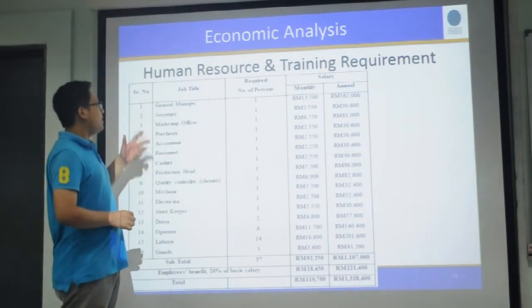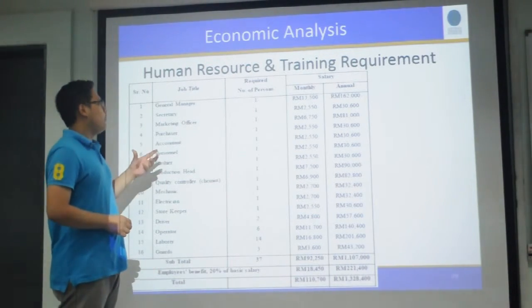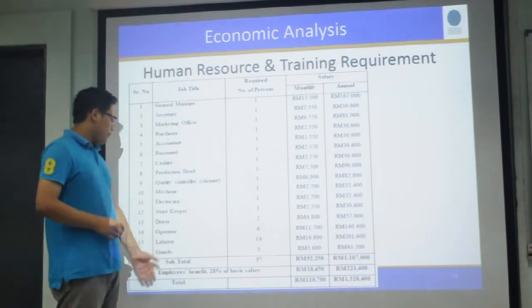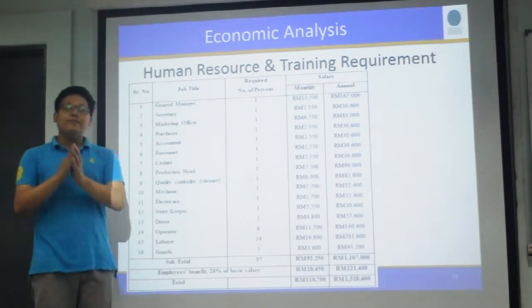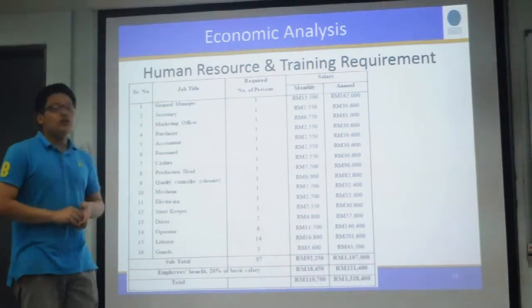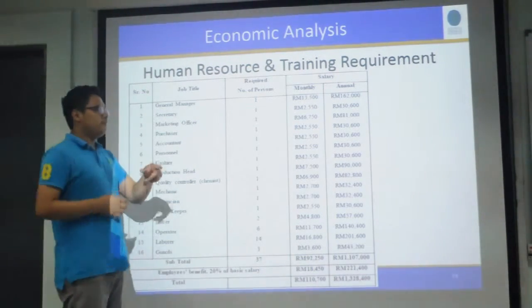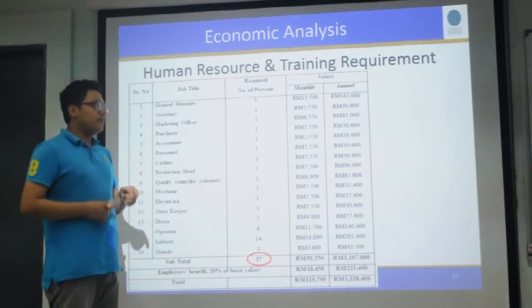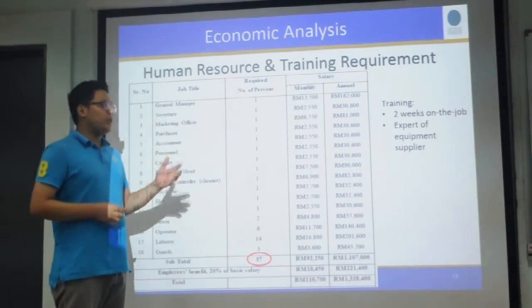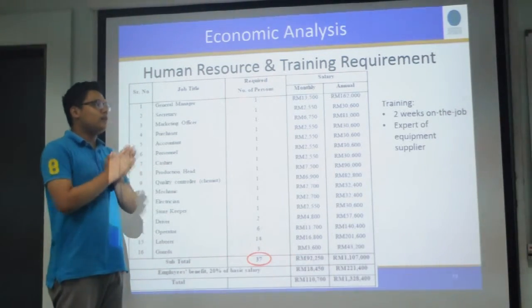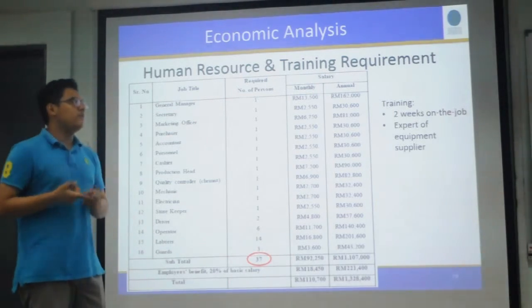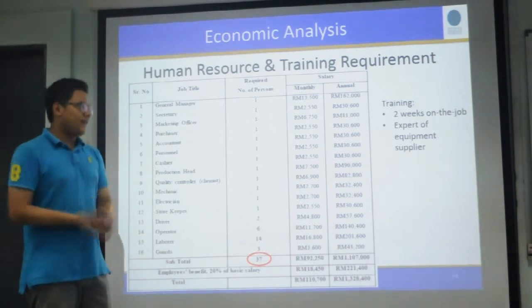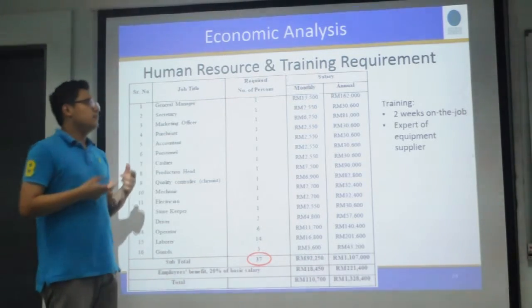Next, we have human resource and training requirement, whereby we have 37 people working, which we think is at least the minimum amount of people needed in order to run the factory. In terms of training, we think that people who need to go to training have to go through 2 weeks on the job, and it needs to be done by the expert of the equipment supplier.